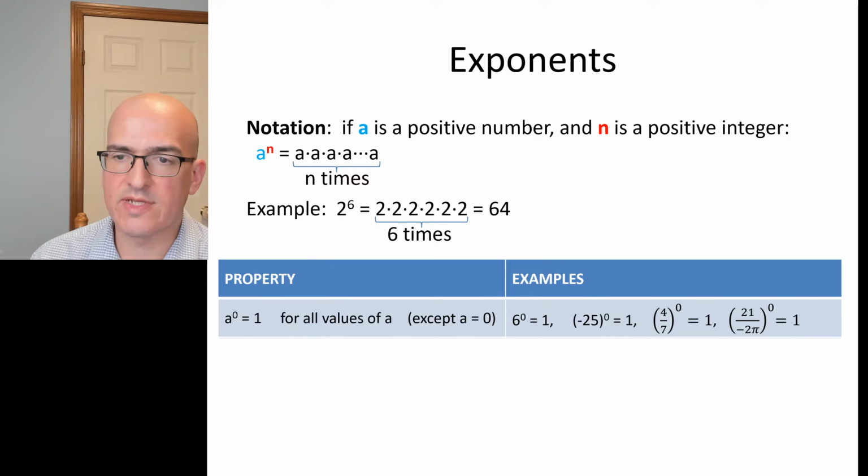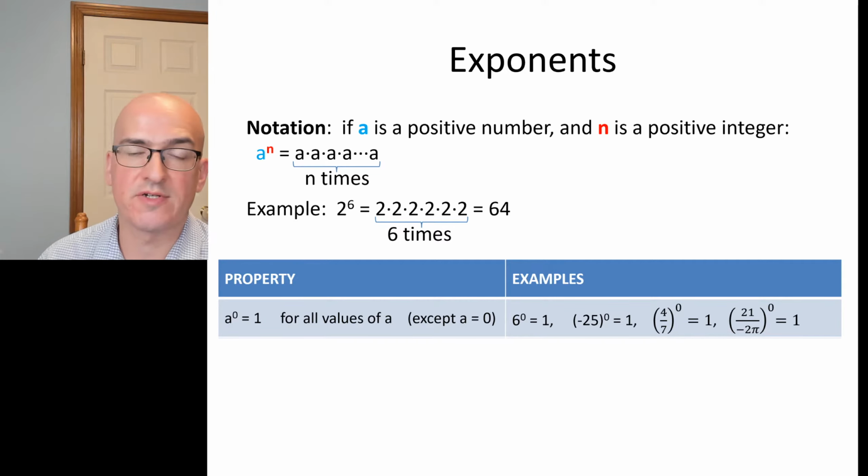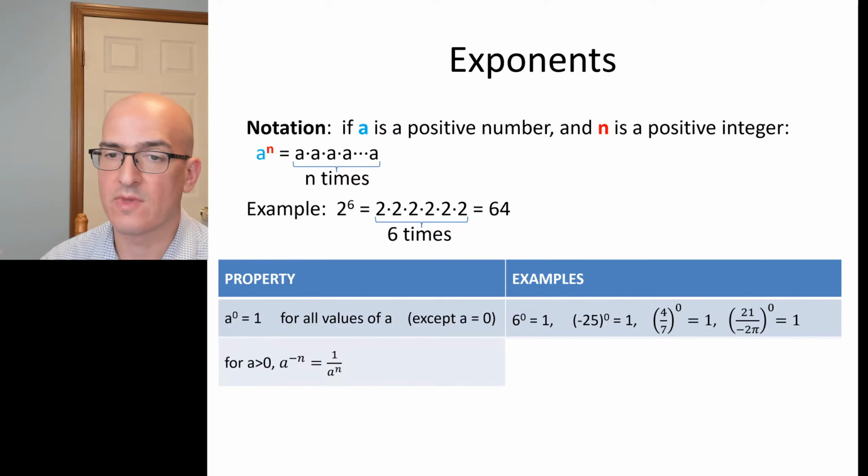Some of them are normal, like 6 to the 0, and some of them are abnormal, like 21 over negative 2 pi, all to the 0. What all those things in brackets have in common is that they're all just numbers. Even though if they were functions, they'd be 0 everywhere except where the function is equal to 0. Or they'd be equal to 1 everywhere except where the function is equal to 0.